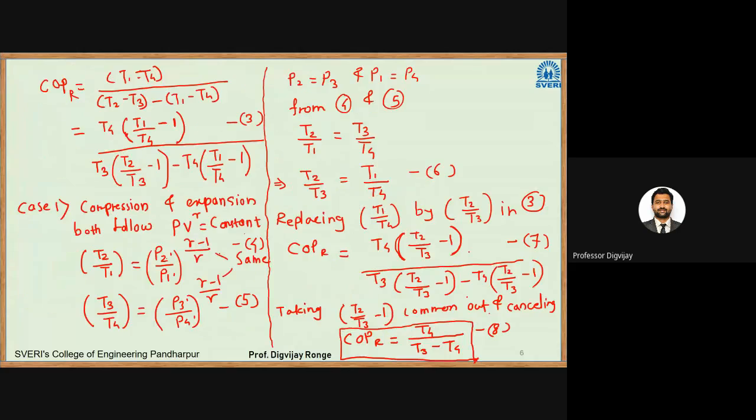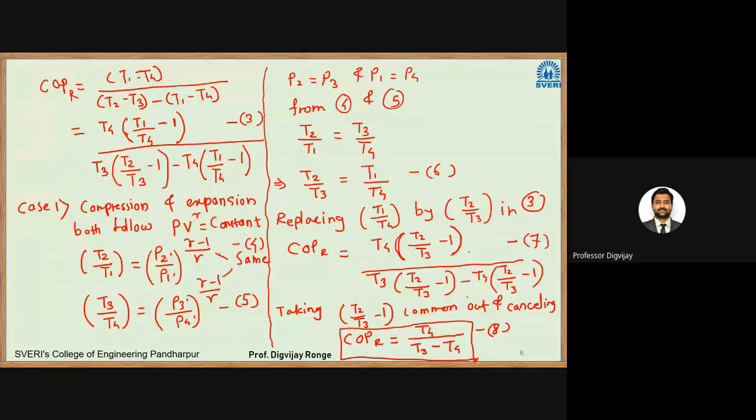Then next, I have taken the T4 common here, so we have got expression number 3. We have taken T4 common here, T3 common here, and T4 common again. In the first case, all the compression processes and all the expansion processes follow the same law, that is PV raised to gamma is equal to constant.